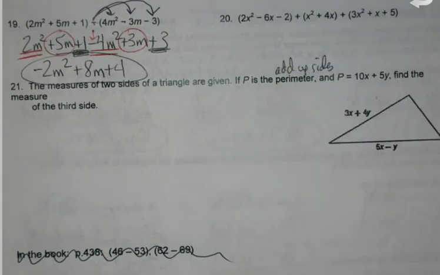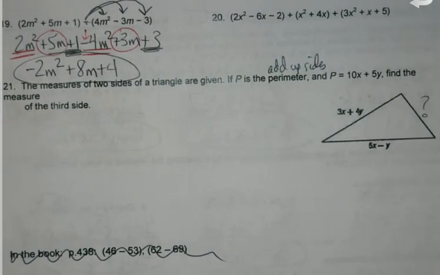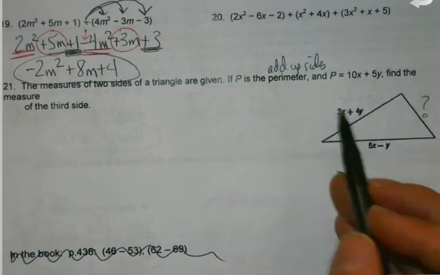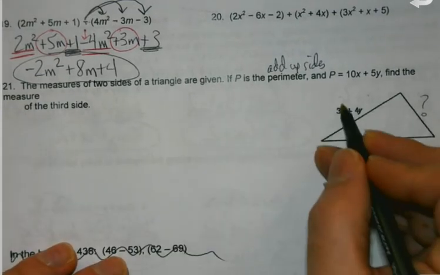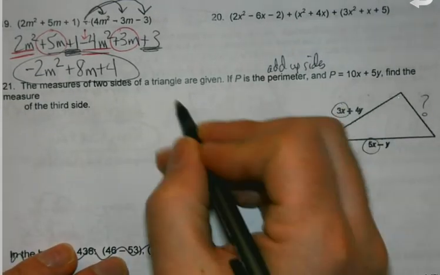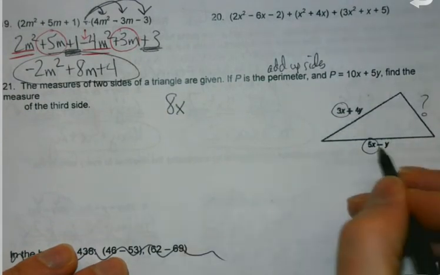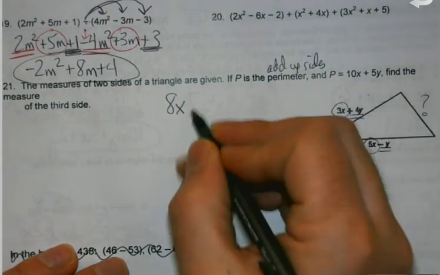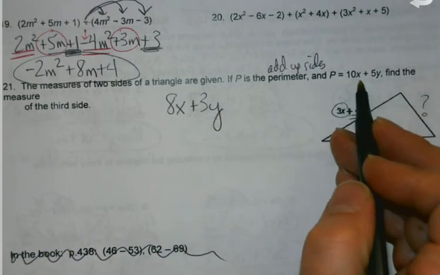So, what we can do is, we don't know right now anything about this side. But let's add up the other two sides. So if I combine my like terms, I have 8x. And 4y minus y is plus 3y. But I need to add up to this.